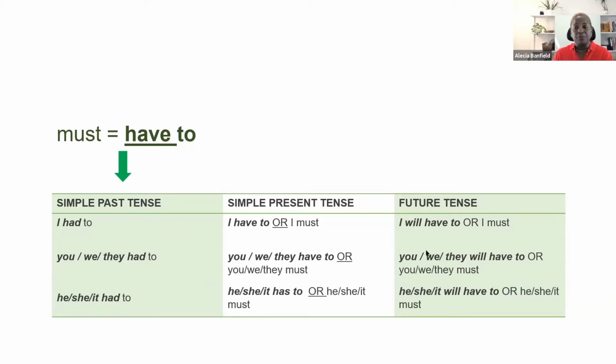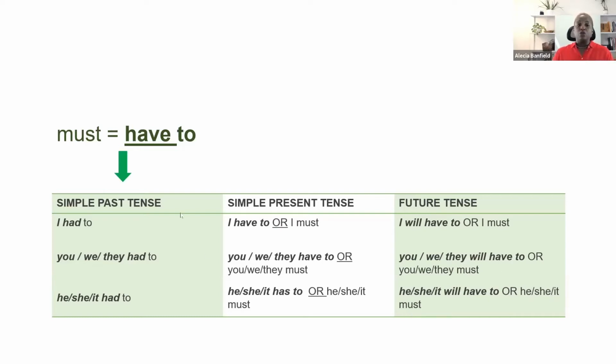Also in the future, we use the future helping verb will and have to, and we leave have as it is. I will have to. You, we, or they will have to. He, she, or it will have to. Or you can simply say, tomorrow I must. Next week, you, we, or they must. Next month, he, she, or it must.